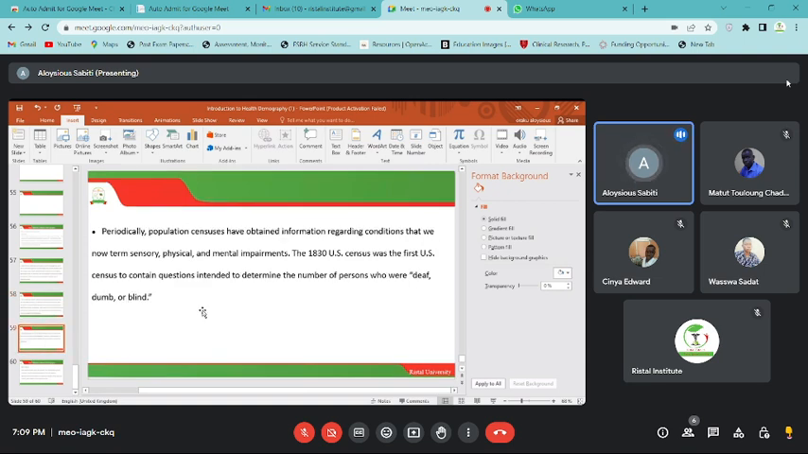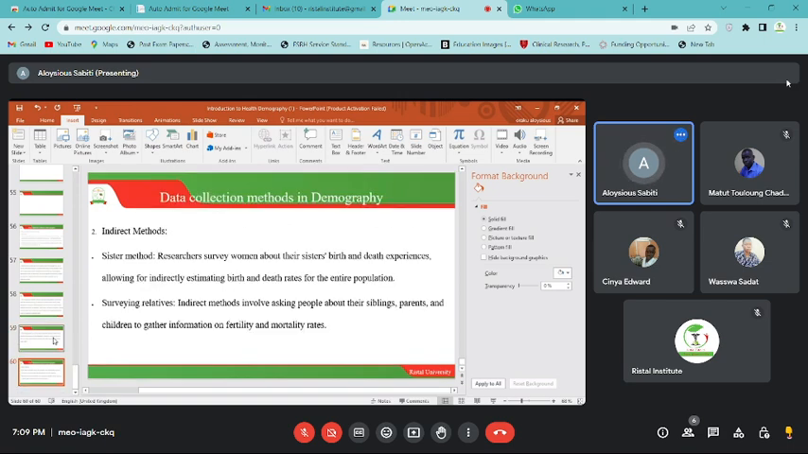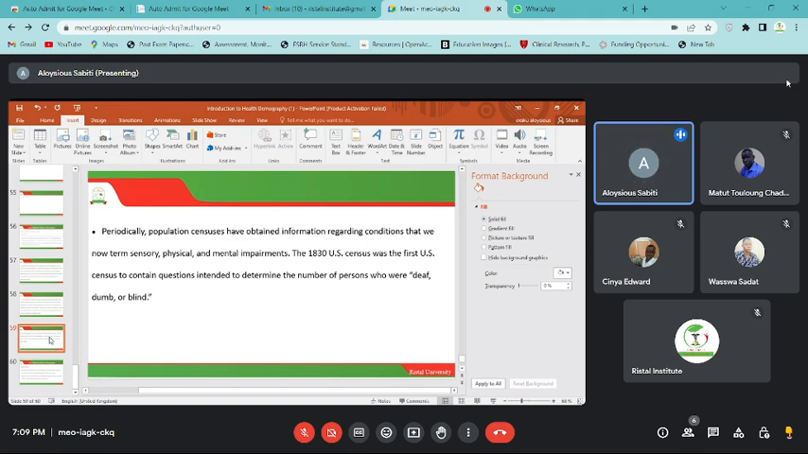Now, periodically, population censuses have obtained information regarding conditions that we now term sensory, physical, and mental impairments. So if you look at a population census, you realize that it helps you get information that is very critical in your planning process. Like we said earlier, it gives you an insight into your births and deaths. And because a census, which is mostly a 10-year periodic activity, provides you with very key indicators that you can use in a space of 10 years to plan your country.